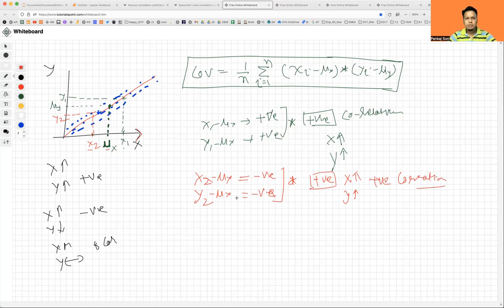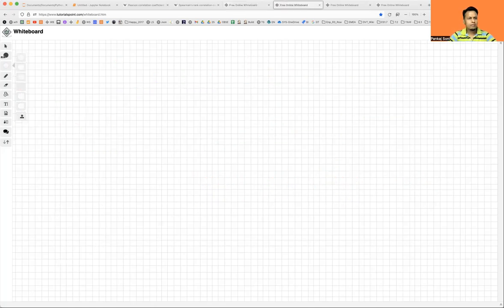Let me show another example, where the relation was clearly positive. Now let's talk about another graph. You have another data set, x and y, and say the data points are located like this, along a regression line like this.